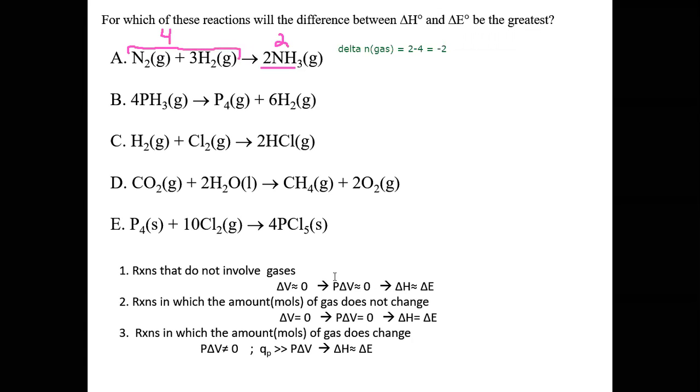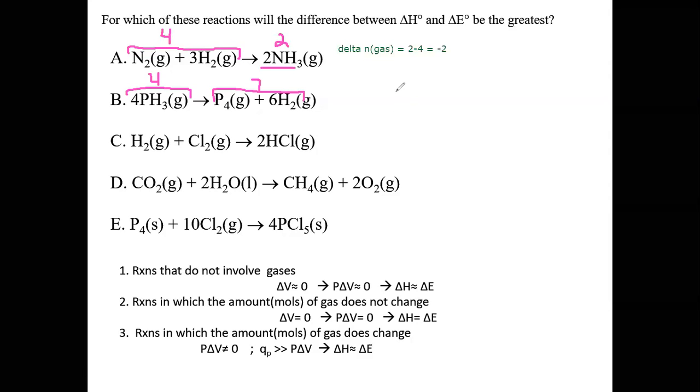We look at the next reaction. On the next reaction, everything's a gas. So we have 4 moles of gas on the reactant side, 7 moles of gas on the product side. And by the way, when your change in moles of gas is negative, what does that mean? That means that the system has contracted, so the final volume is less than the initial volume. The system has contracted whenever the change in the gas moles is negative.